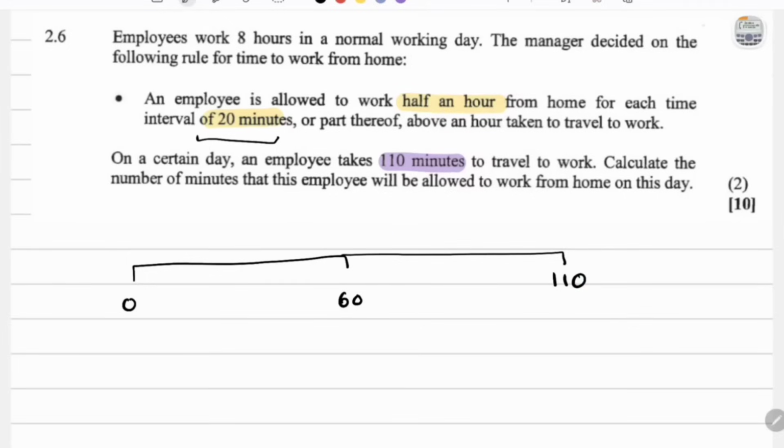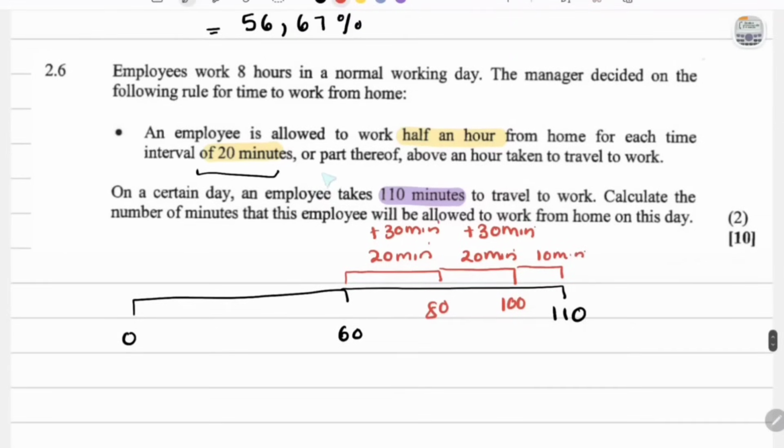So the minute this employee takes longer than 60 minutes, we're going to start counting how many 20-minute intervals there are. After 60 minutes, a 20-minute interval later is going to be 80 minutes. Because we could find 20 minutes and the employee is not at work yet, for this 20 minutes that they spent still traveling, they have to work from home for 30 minutes. And then we'll keep counting the 20 minutes that we find. Again, 20 minutes, you're still traveling, so you're going to work from home for 30 minutes again. That's at 80, and then plus 20 is 100. Then from 100 to 110 minutes, because they took 110 minutes, it's only 10 minutes.